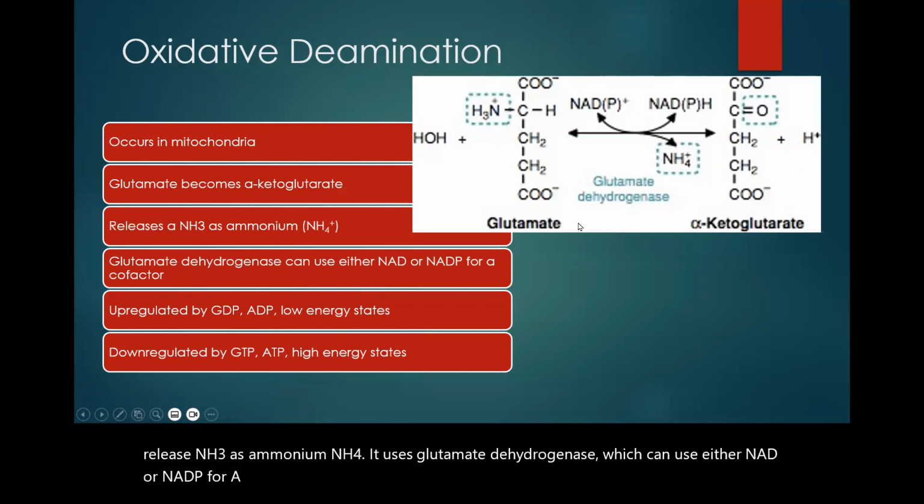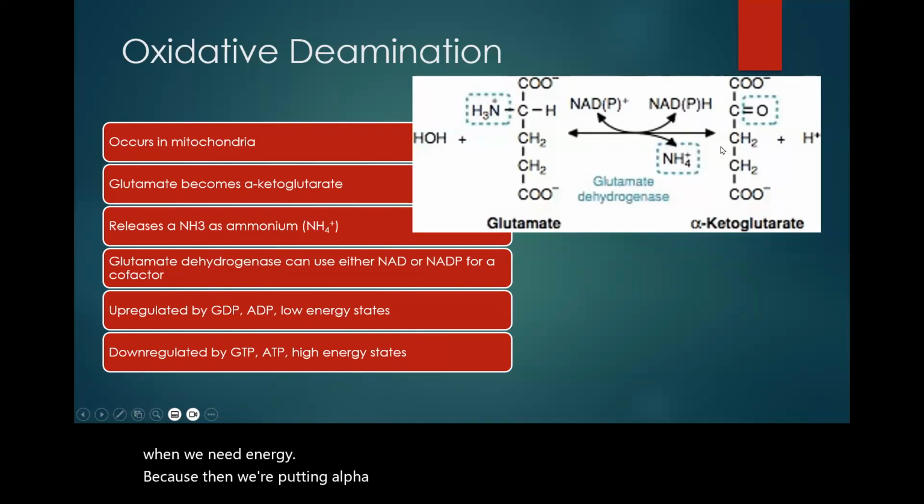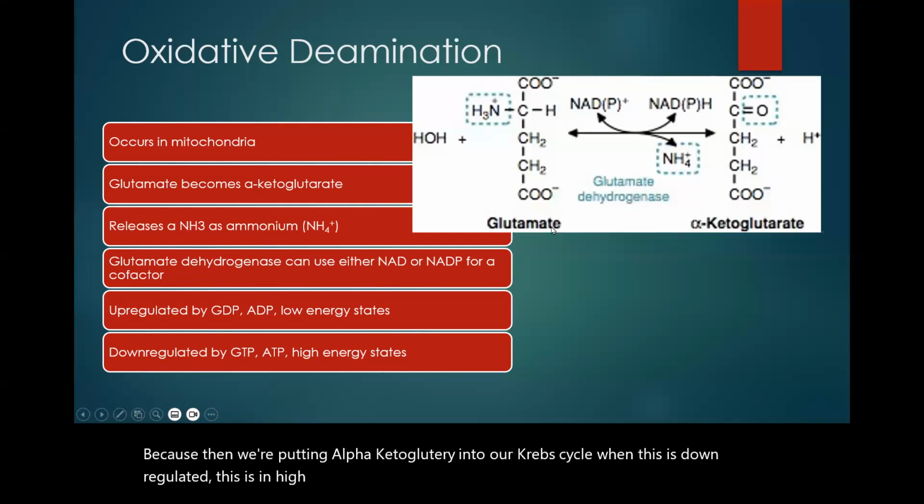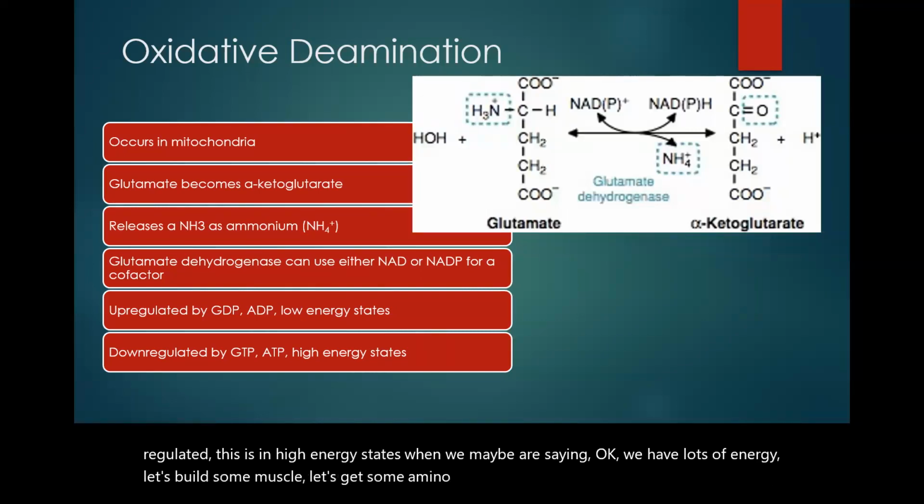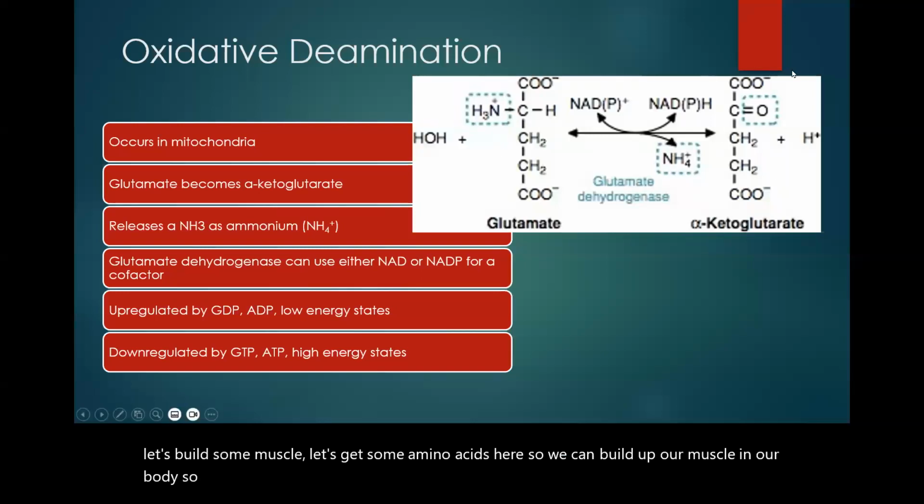When we do this process, it's in GDP or ADP or low energy states, when we need energy, because then we're putting alpha ketoglutarate into our Krebs cycle. When this is downregulated, this is in high energy states, when we maybe are saying, okay, we have lots of energy, let's build some muscle. Let's get some amino acids here so we can build up our muscle in our body. So we don't need as much Krebs cycle. We have tons of stuff working for us. We can get more amino acids. We can go this direction instead.